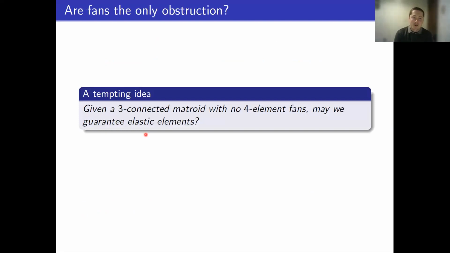Right, here's our tempting idea 1. Given a 3-connected matroid with no 4-element fans, can we guarantee elastic elements? Are there going to be some? Well, herein lies the rub, I suppose, because we thought this for some time. We thought we'd cooked up why it was true as well. But the universe was not quite that pleasant. So there is something else lurking in the shadows. And we're going to cook up what that is now.